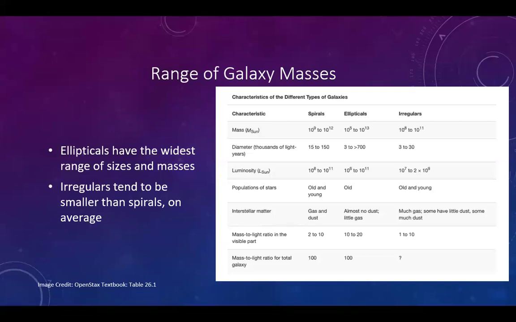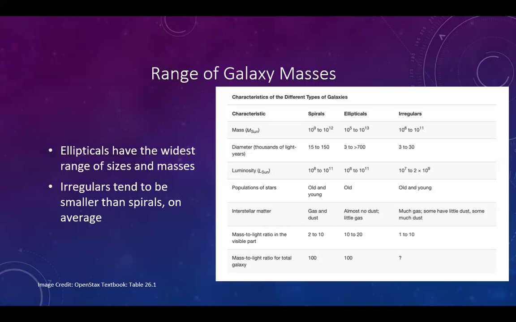So spiral galaxies have masses from about 10 to the 9, or a billion, to 10 to the 12, or a trillion, times the mass of the sun. They have diameters from around 15,000 to 150,000 light years across. Those numbers make a lot more sense. Sorry. So the Milky Way is something like 50,000 light years across, if I remember correctly. It's about in the middle of that.